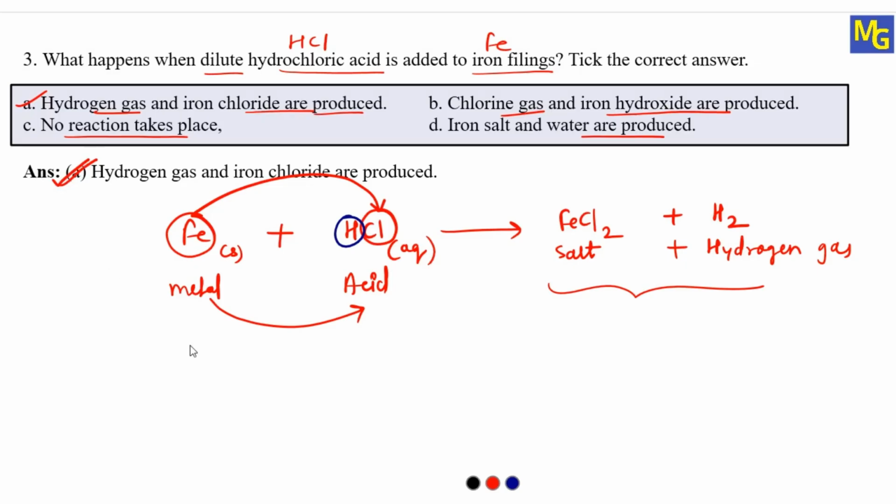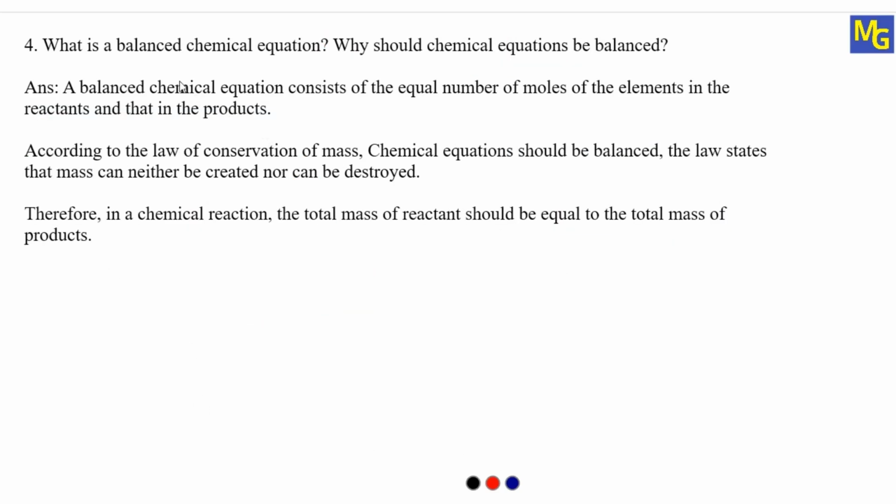That's why the answer is option A. Now we'll move to the next question. Question number 4 is, what is a balanced chemical reaction? Why should a chemical reaction be balanced?